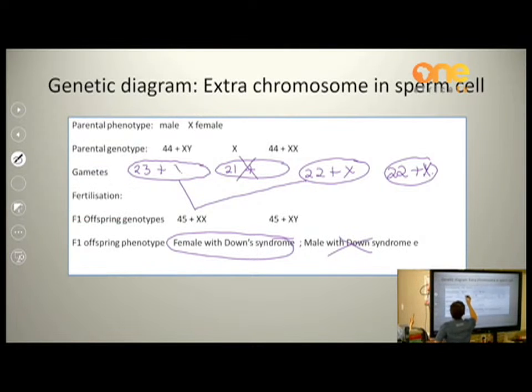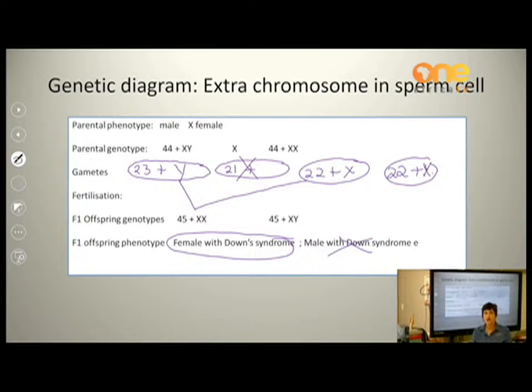If we have the Y there, I can have a male with Down syndrome. But if I have an X there, I will have a female with Down syndrome. I would like you, grade 12, to take your textbook and to check how they explain Down syndrome. Describe mutation as a source of variation as shown by Down syndrome.